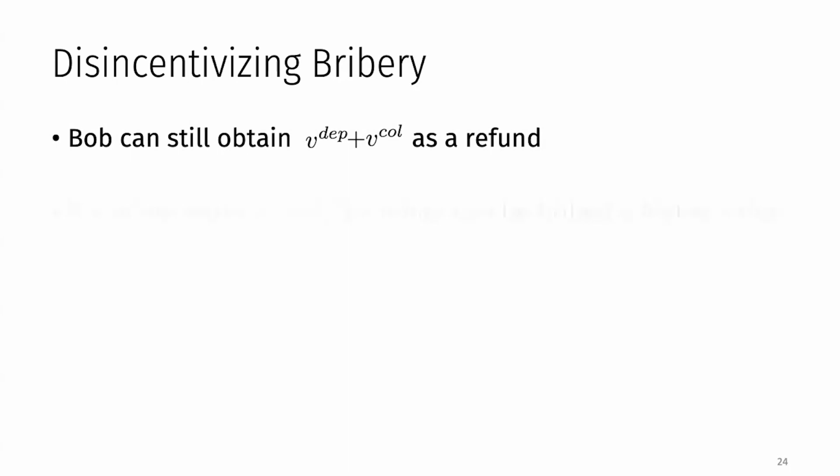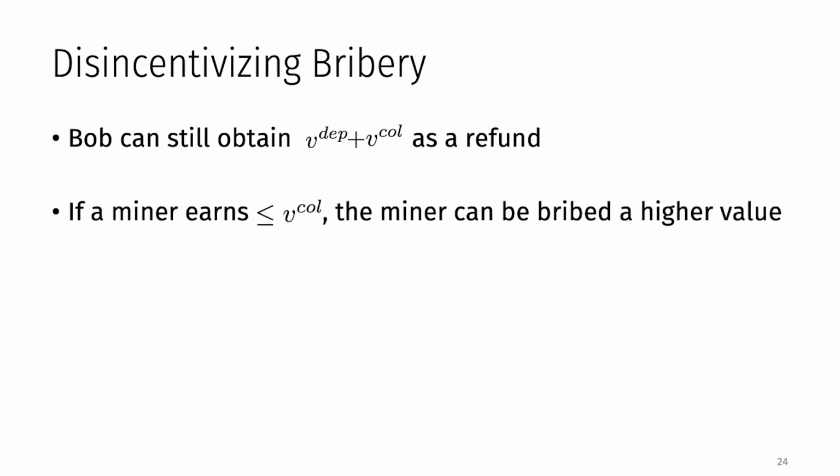This is required by the HTLC spec. Moreover, based on the last slide, we know that a miner cannot earn more than vcall. So Bob can always bribe the miner a higher amount, a higher value, right? So this gap between the two will always exist.